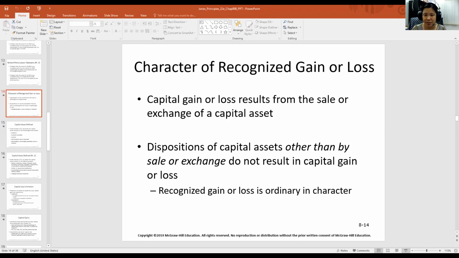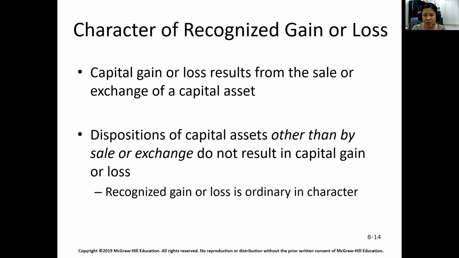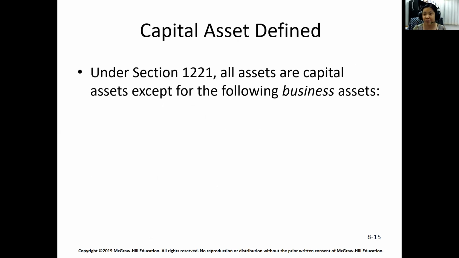Now let's look at the capital assets. You may ask, what does capital assets mean? Under Section 1221, capital assets are defined as the opposite. They define capital assets like this: all assets are capital assets except for the following business assets. So all are capital assets except these business assets.